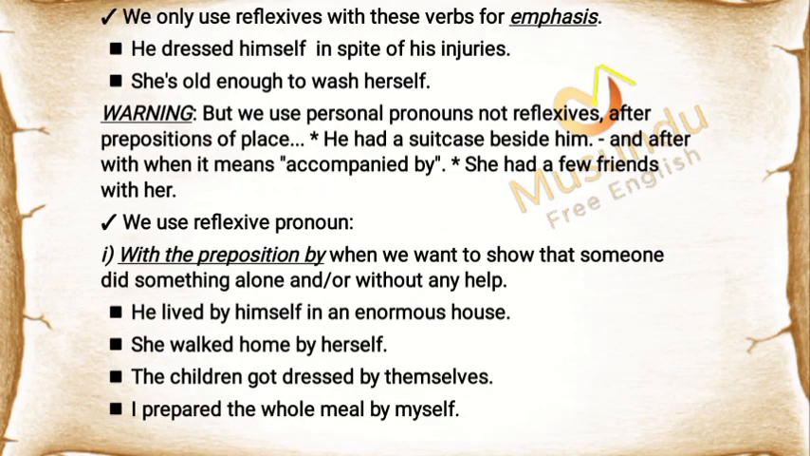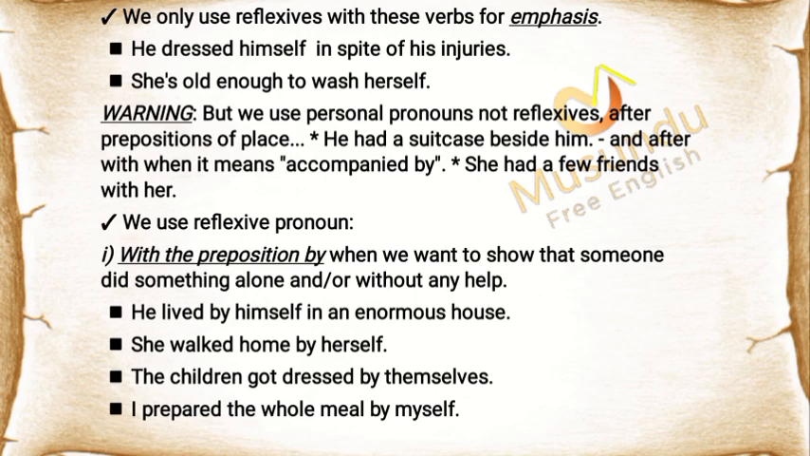We only use reflexives with these verbs for emphasis. He dressed himself in spite of his injuries. She's old enough to wash herself. Warning, but we use personal pronouns, not reflexives, after prepositions of place. Example, he had a suitcase beside him. And after with when it means accompanied by. Example, she had a few friends with her.